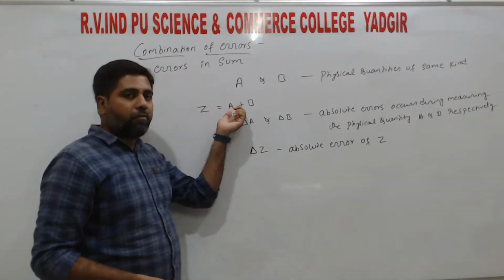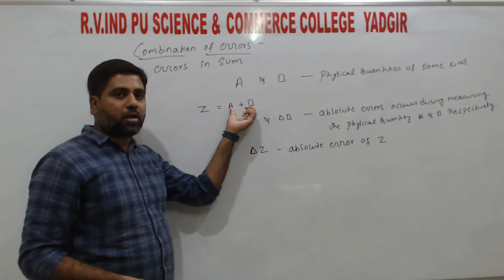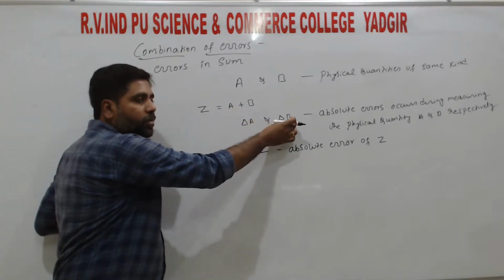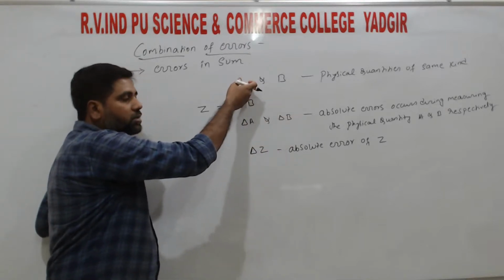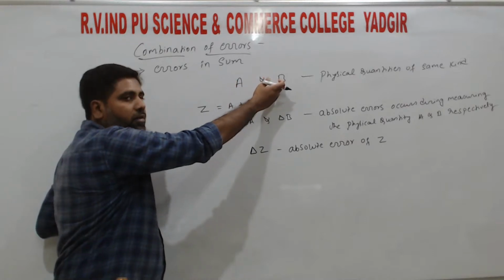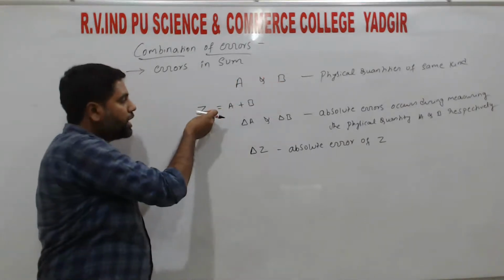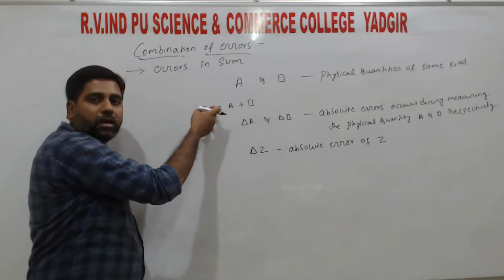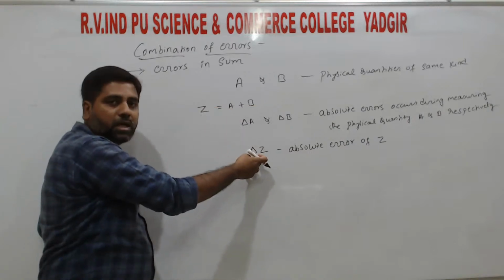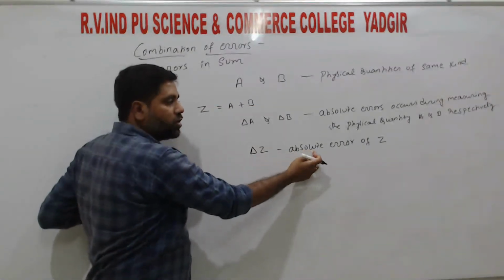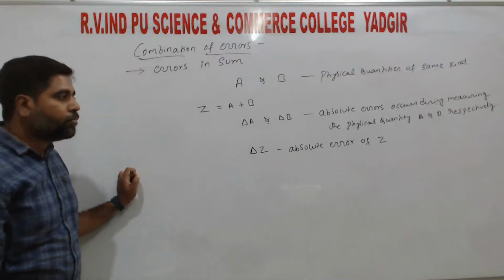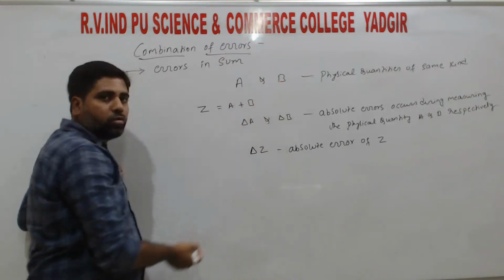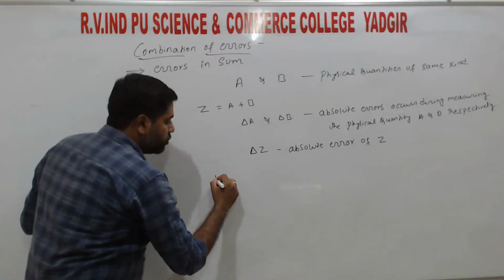That value is equal to the sum of the other two physical quantities. So this value is the true value, right? Delta A and delta B are the errors while measuring physical quantity A and physical quantity B. So finally, if there is an error in A and an error in B, then in Z there will be an error, and that error is delta Z. So delta Z is also the absolute error of Z, right? Next, these are the true values: A is a true value, B is also a true value. Now the measured value.